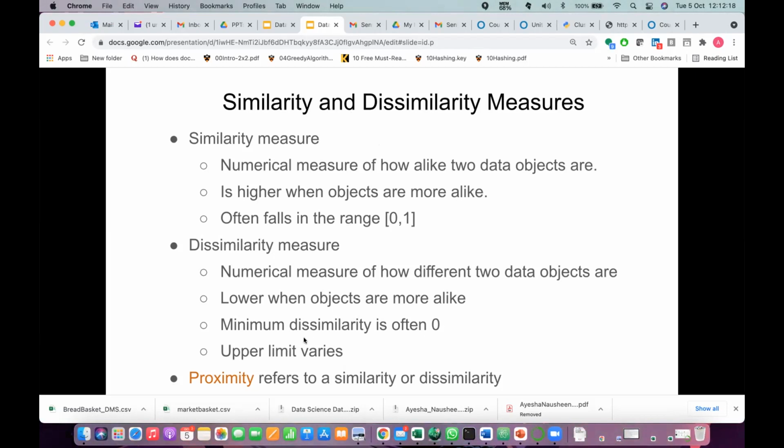So the third thing is proximity, which refers to a similarity or dissimilarity. People may measure how much two objects differ by using one of these, a similarity measure or a dissimilarity measure. They can be convertible most of the time.